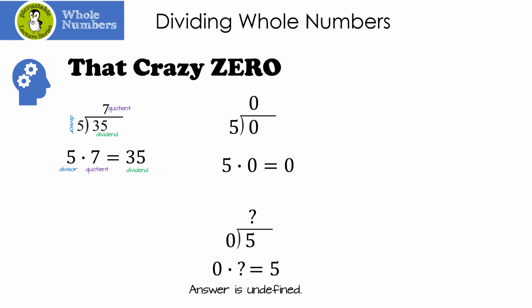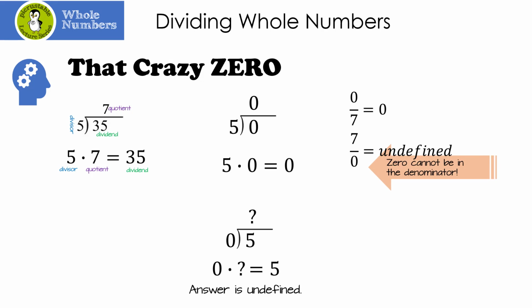Let me show you a couple more examples. 0 divided by 7 is 0. But 7 divided by 0 we can't do. That's undefined. Here's one thing you need to memorize forever in all your math classes. 0 cannot be in the denominator. No. 0 divided by 12 is 0. That's cool. But 12 divided by 0 is undefined. We can't do that.